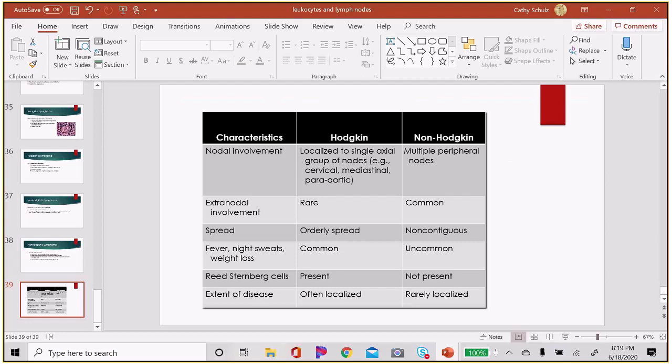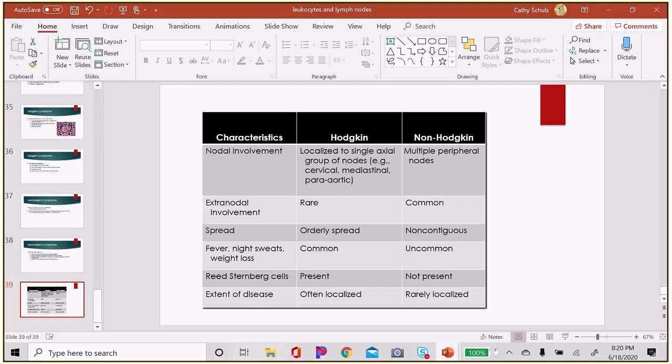And it will kind of march down the lymph nodes as the chain of lymph nodes goes, whereas non-Hodgkin's lymphoma can be in multiple sites. It will be lymph nodes, or lymphoid tissue, that has abnormal proliferation, and they will be throughout the body, could be above or below the diaphragm.